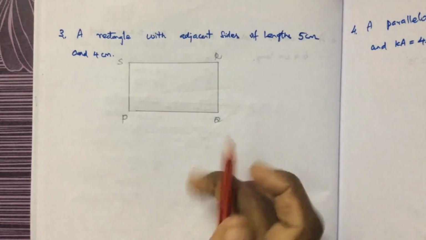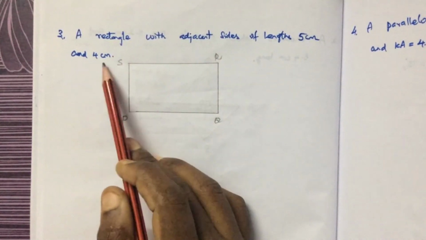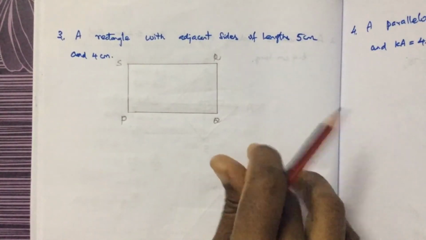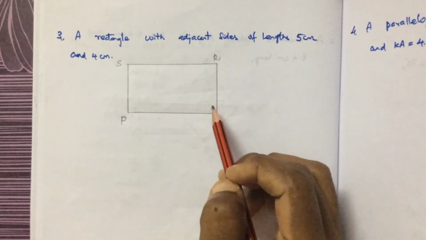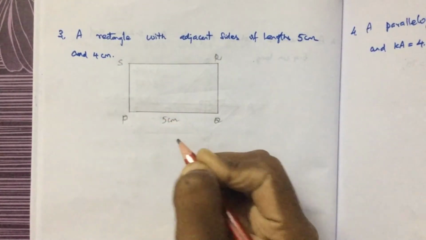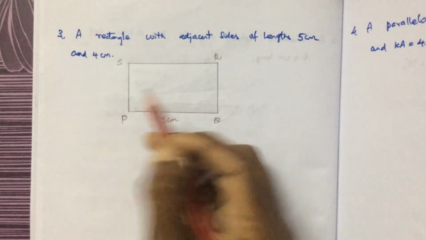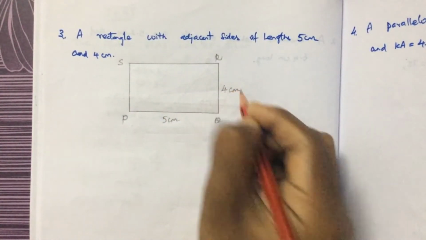This problem is, we have to construct a rectangle with adjacent sides of length 5 centimeter and 4 centimeter. So what are adjacent sides? Nearby sides are adjacent sides. So if you take this length as 5 centimeter, the adjacent side is either this or this. So I will take this side as 4 centimeter.